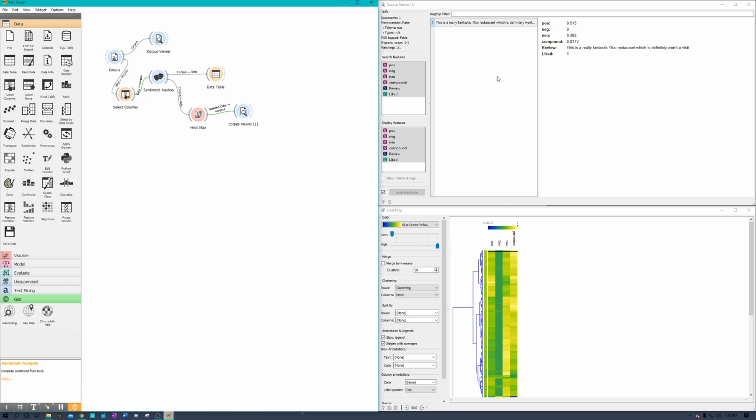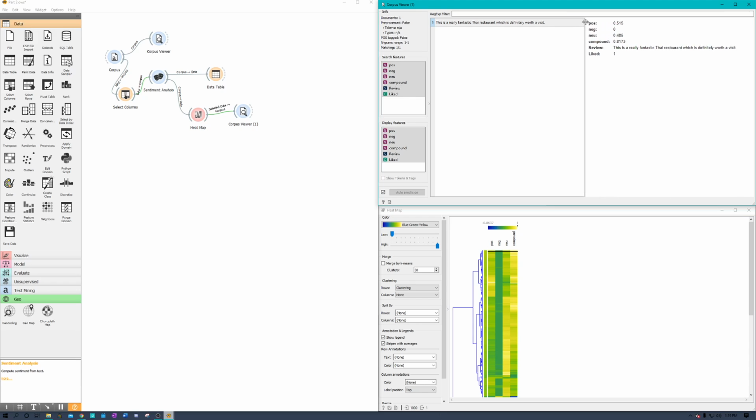I'd like to look at one review here to show you an example. This review says, this is a really fantastic Thai restaurant, which is definitely worth a visit. The sentiment analysis determined that the positive factor was at 0.515 and the neutral components were at 0.485. It is ranking the words within the sentence and then determining a compound value based upon those values. Since there was no negative wordage, the compound is very positive at 0.8173. So it will eventually determine this as a positive overall review.